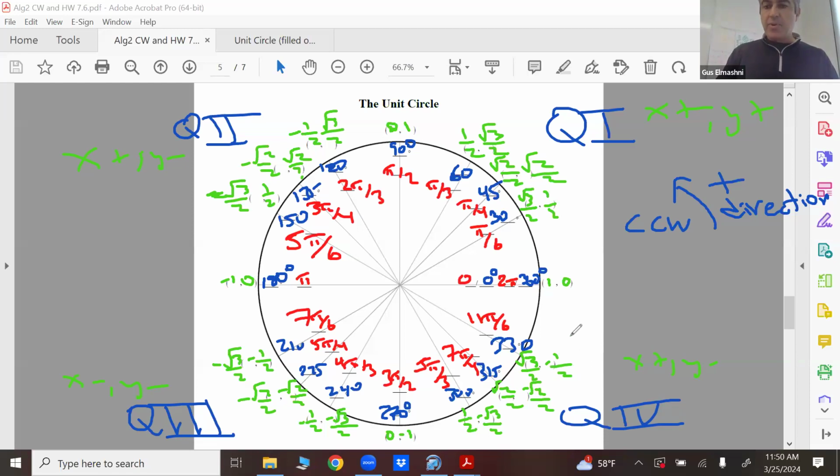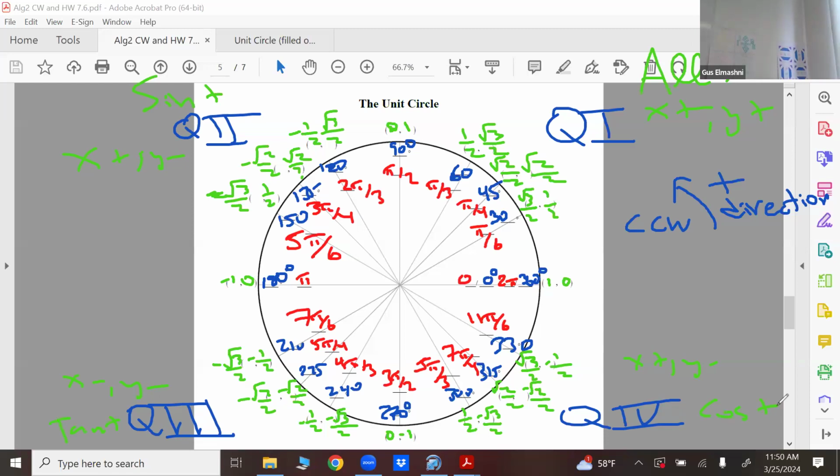And that's it. That's the unit circle. So sometimes we do this also. All positive, sine positive, tangent positive, cosine positive. All trig functions are positive in the first quadrant.